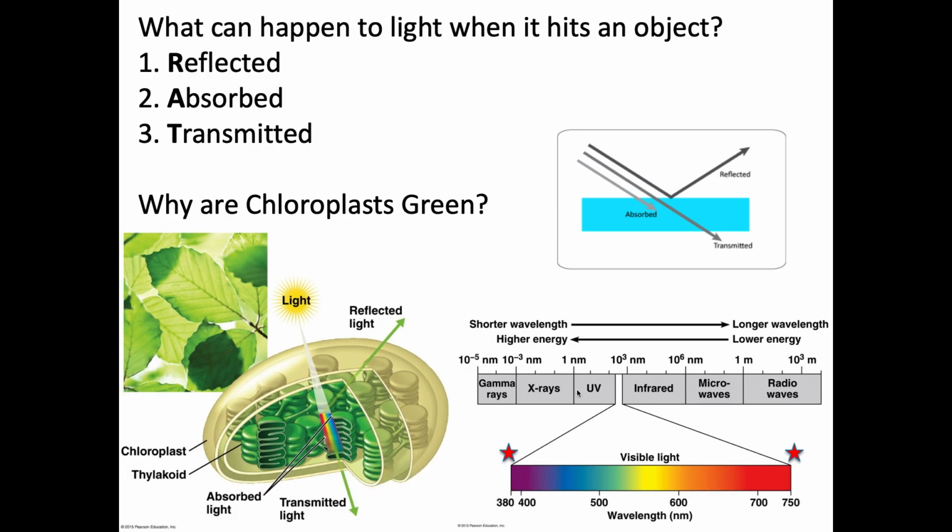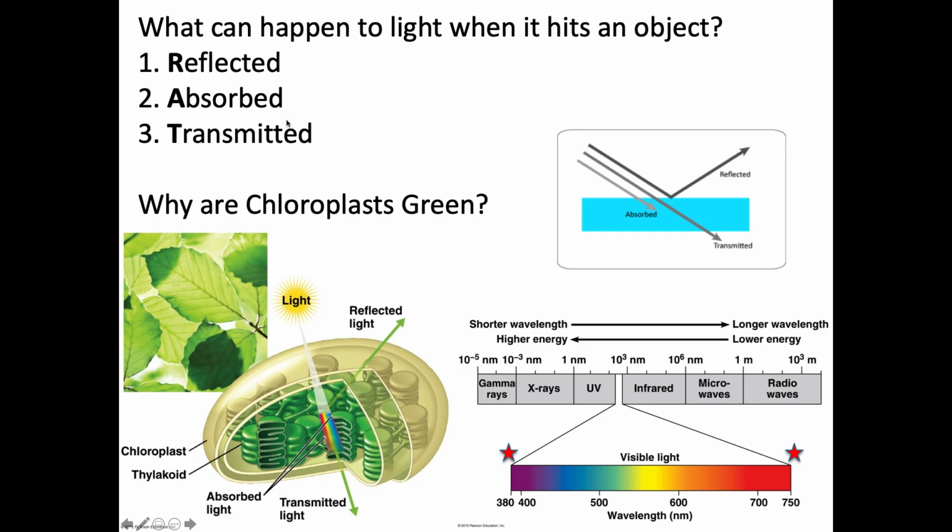What can happen to light when it hits an object? There are many things that can happen to light, but the three things that you need to know for this class, for this exam, is that light can be reflected, absorbed, or transmitted through. There are many other things that can happen, such as light can be diffracted, refracted, or scattered. But these are the three things that you will need to know for the exam.